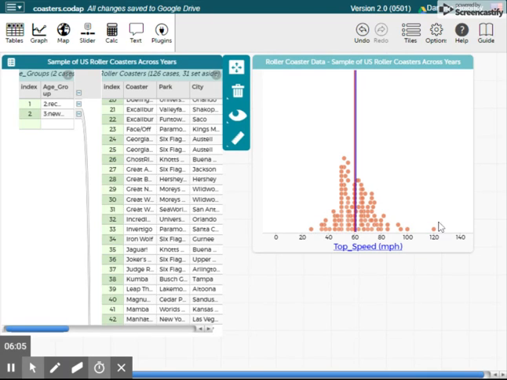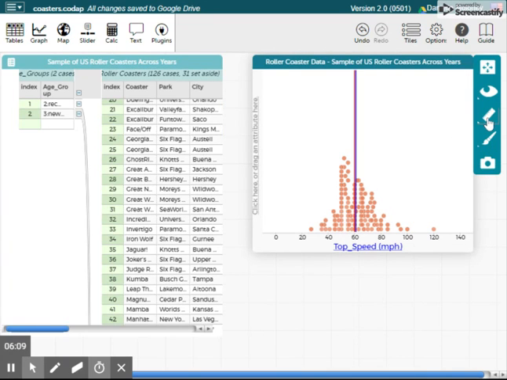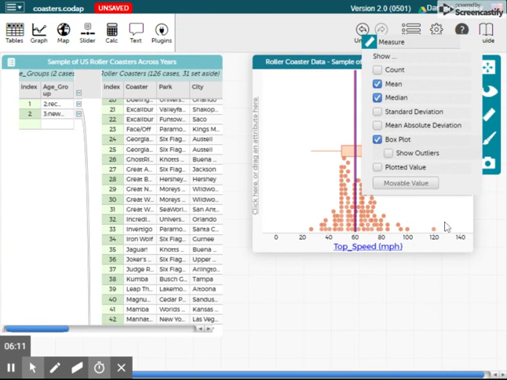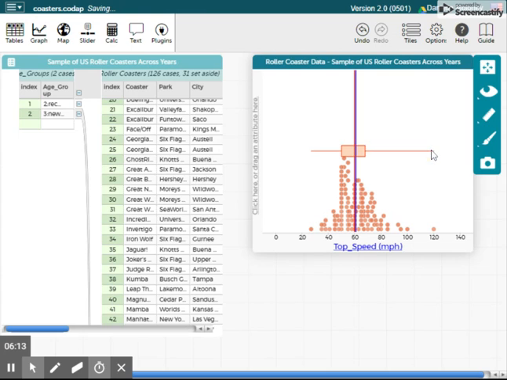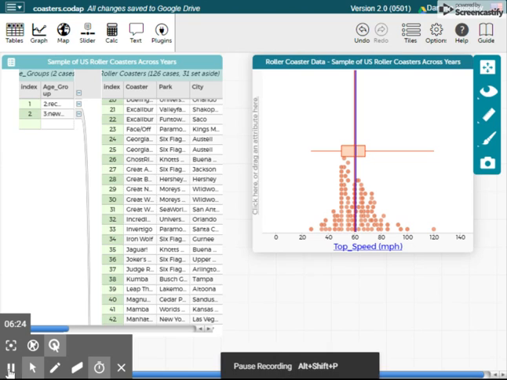And again, we have maybe one outlier. We can check and see if it's an outlier by applying a box plot. And nope, that still falls within the top 25% of the data set, but most of the data set is clustered around the middle, making it a symmetrical data set.